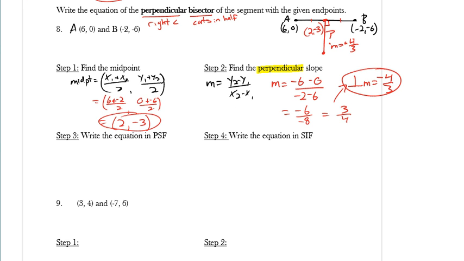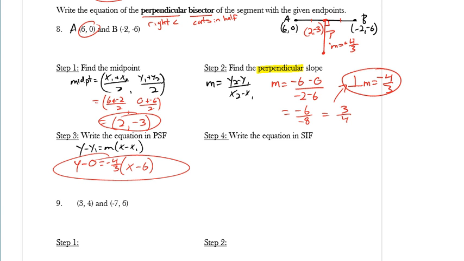Last part is putting it in point slope form and then finishing it up and making it slope intercept form. Point slope form, again, here's some review. You don't have to write this part down if you know it already. I'm going to. So we have y minus, either point you want to use is fine. So I'm going to go ahead and use A. y minus 0 equals m, which is negative 4 over 3, times x minus 6. Done. That's point slope form.